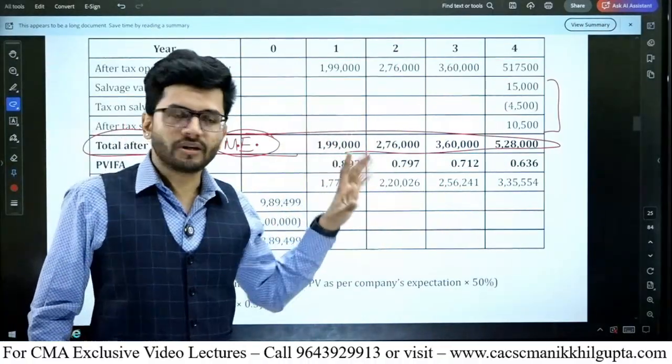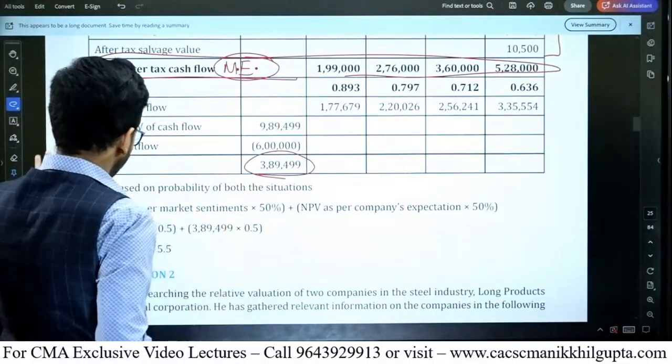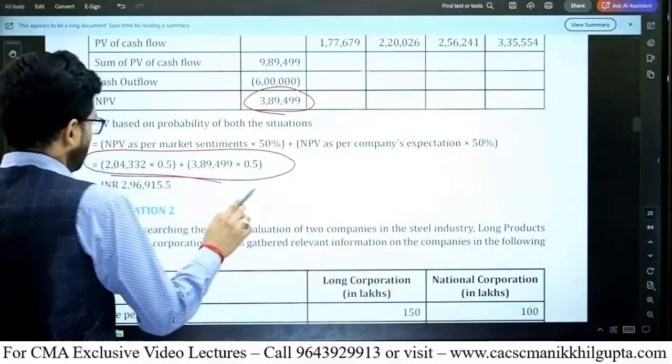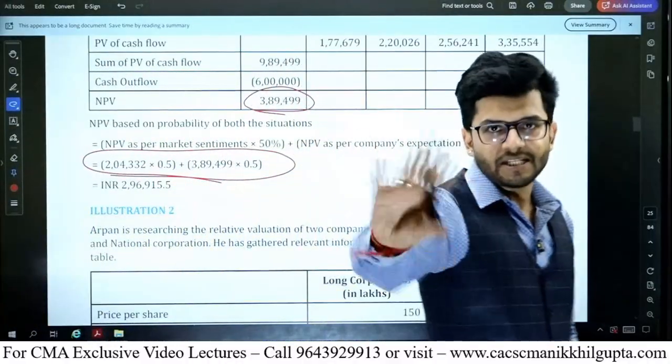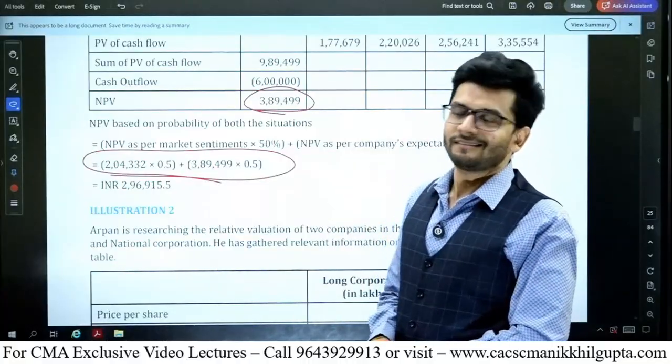Again, we put the discounting factor, compute the NPV, and we get the NPV. Now what are we going to get? We are going to add both of them and divide by 2. The average will be taken of the NPV as per the market sentiments and the NPV as per the company expectation.